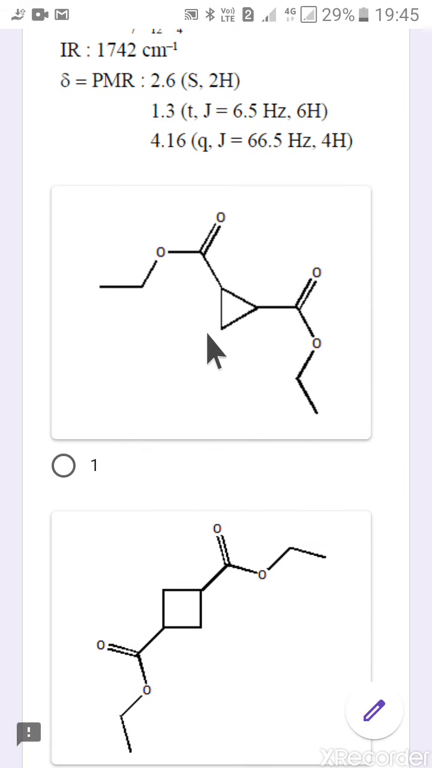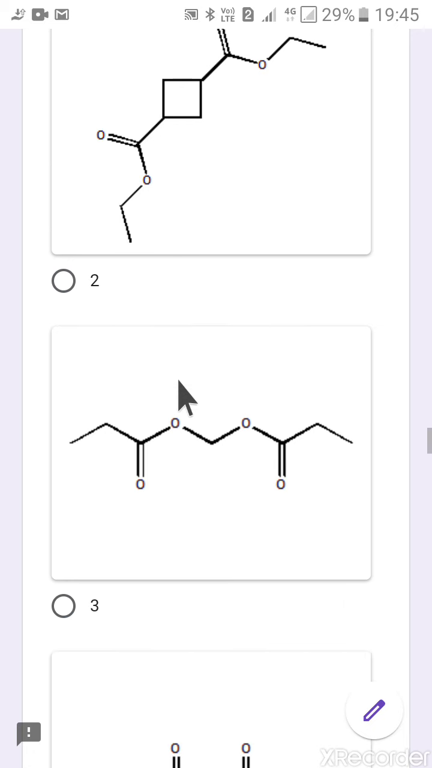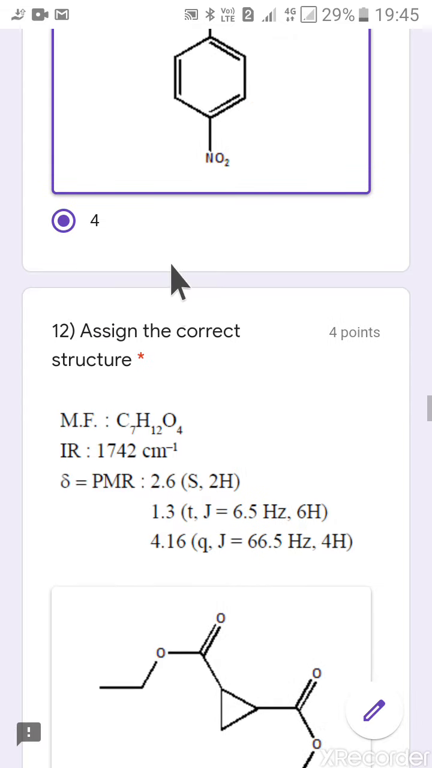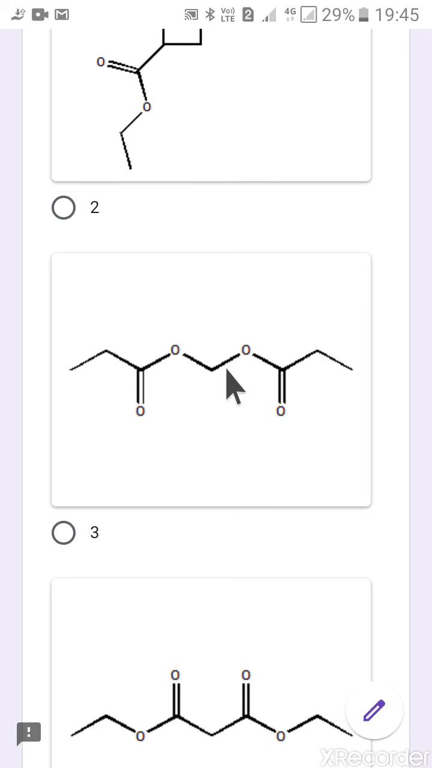In the first option there is an ester, but this CH2 is coupling with this H and this H, so it is not showing a singlet. In the next option also this CH2 is not showing a singlet, that's why it's ruled out. In the third option we have a CH2 showing a singlet, but friends, our signal is at 2.6, as you can see from the NMR data. In the third option this CH2 is attached to heteroatoms, two oxygens, so it will go downfield around 3.9 to 4.5 because of the oxygen groups. So this option is also ruled out.